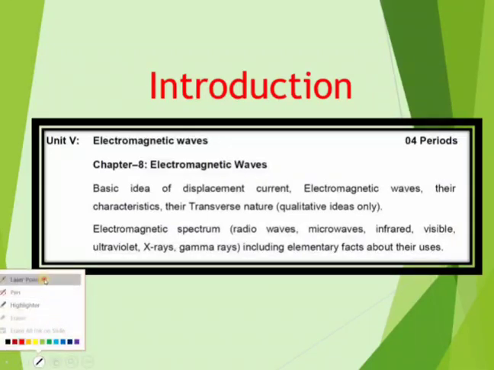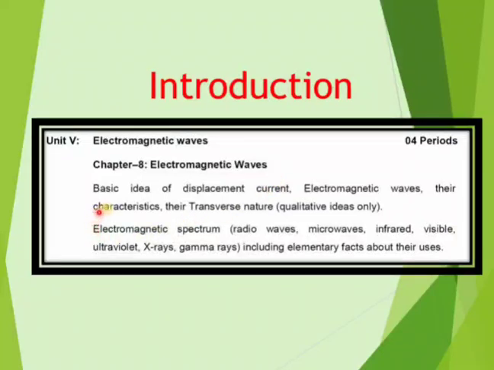So, before beginning the contents, I'll tell you about the syllabus related to this unit number 5 or chapter number 8, electromagnetic waves. It consists of the following topics. First, basic idea of displacement current, electromagnetic waves, their properties and characteristics, their transverse nature.